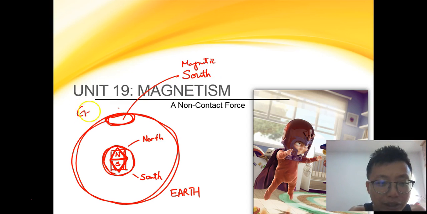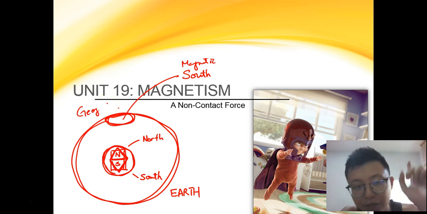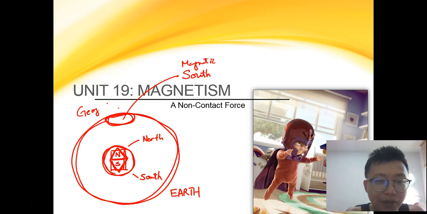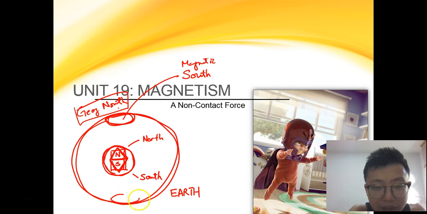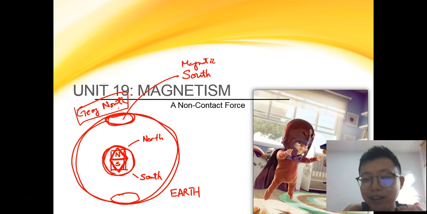So even though we call the top half of our Earth the north part, or we call it the North Pole, because this is how we define it geographically, in terms of magnetism, it is actually the magnetic south. So actually the bottom of the Earth, which is our geographic south, is actually our magnetic north. Okay, so this is a bit of a fun fact.